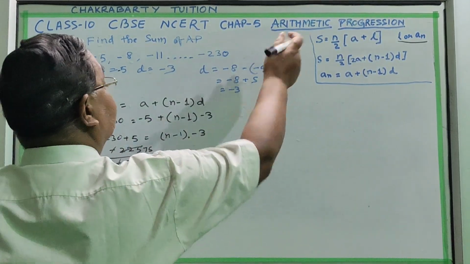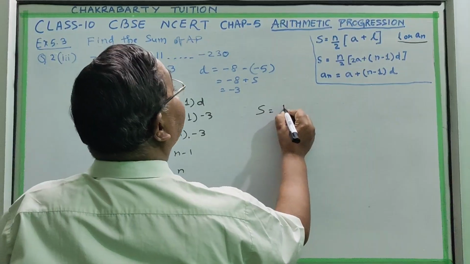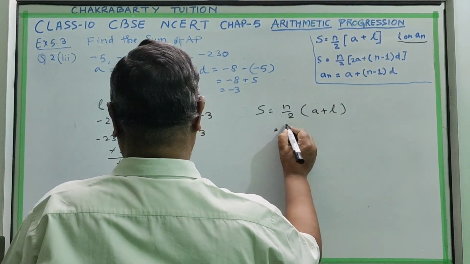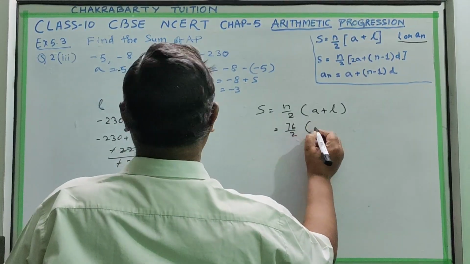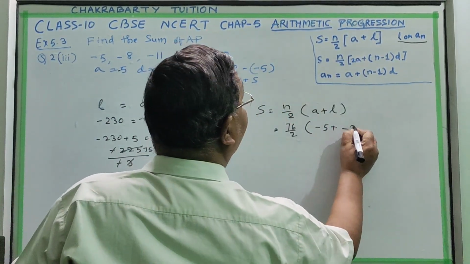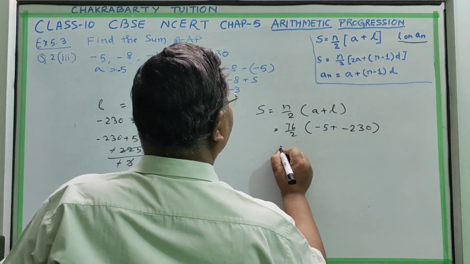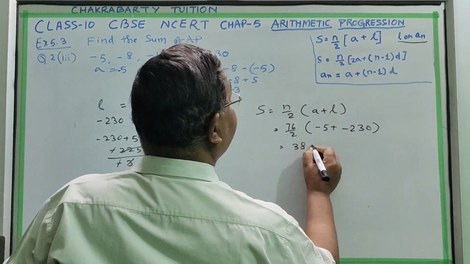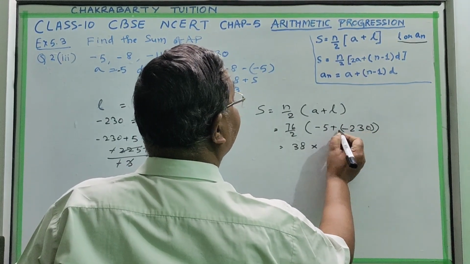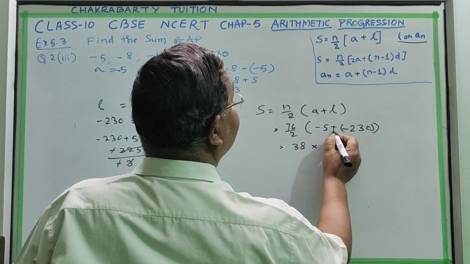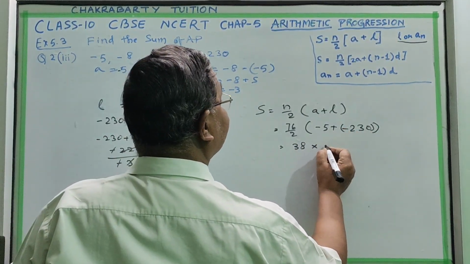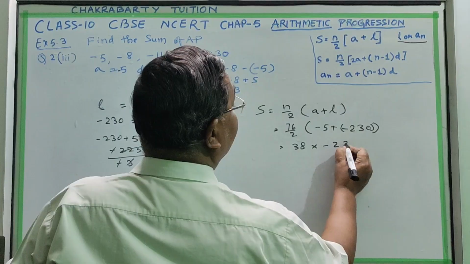Now we can find out the sum. Sum is equal to n upon 2 times (a plus L). So n is 76 by 2, a is minus 5 and L is minus 230. So here 38 into what will come? Both the signs are minus, so we will add them, and the sign will remain minus.